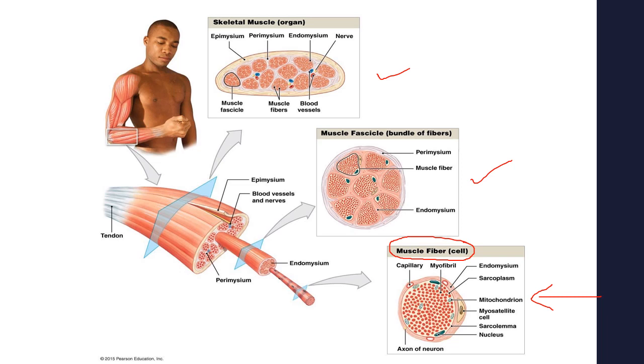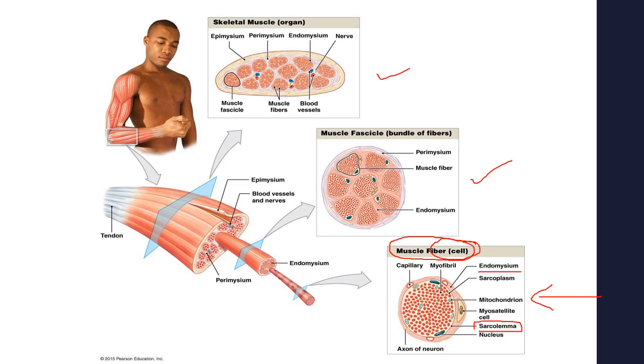The muscle fiber is basically your cell, and like any other cell, it has all the organelles of a normal cell. You have the endomysium, which is the outermost connective tissue surrounding these individual muscle fibers. Just underneath the endomysium, you will find the sarcolemma. The sarcolemma is similar to your plasma membrane, because bear in mind this is a cell.